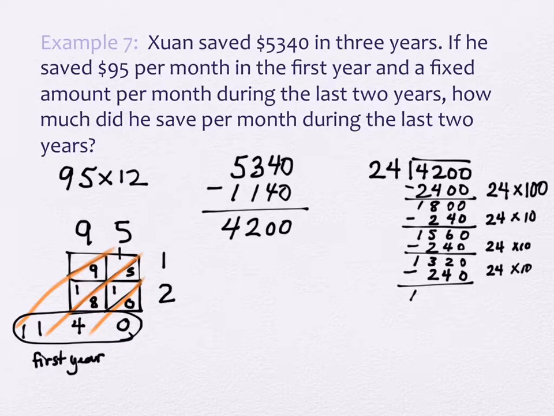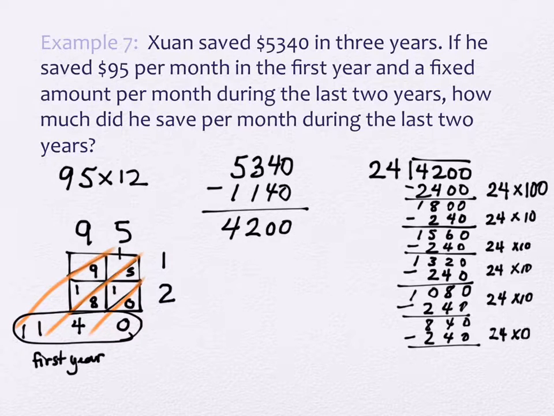We're still over 1,000. The 1080? Yeah? Okay, can we subtract 240 again? We can. Is it 840? Yeah. Okay, good. 240 again? Yes. I'm at 600. 240 again.